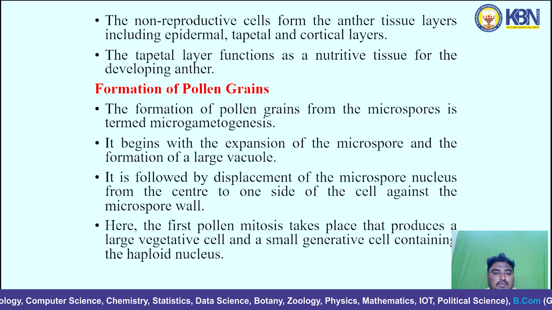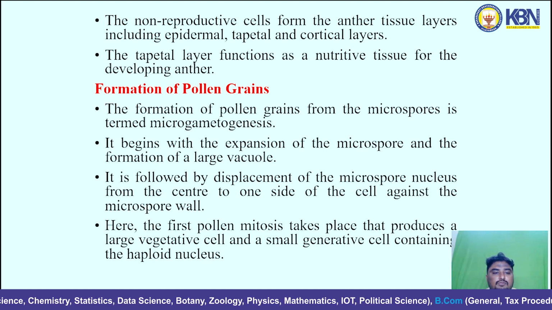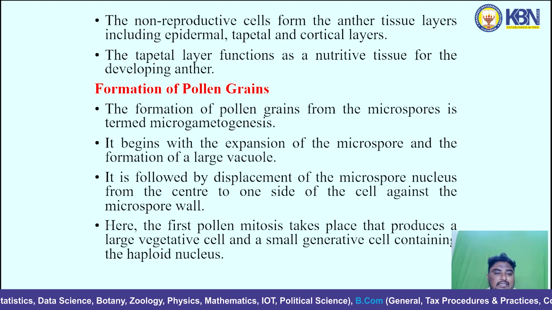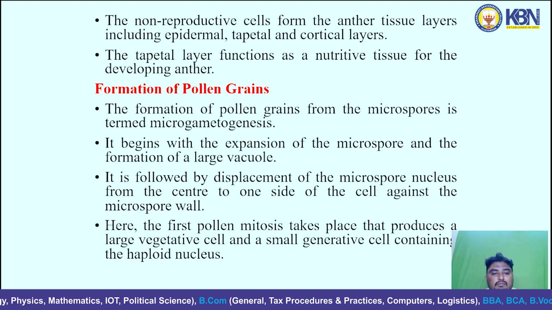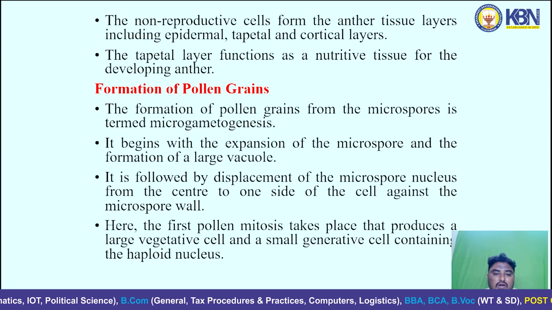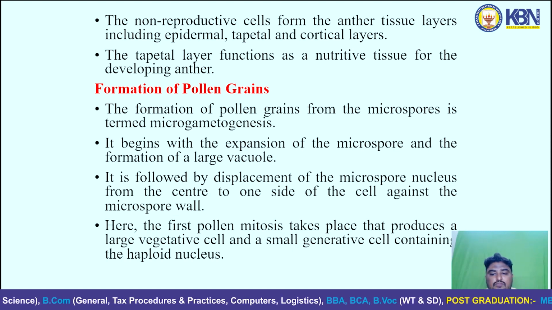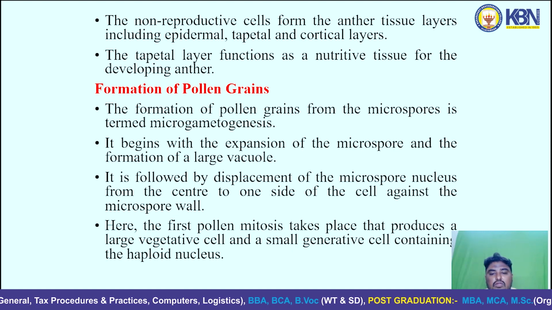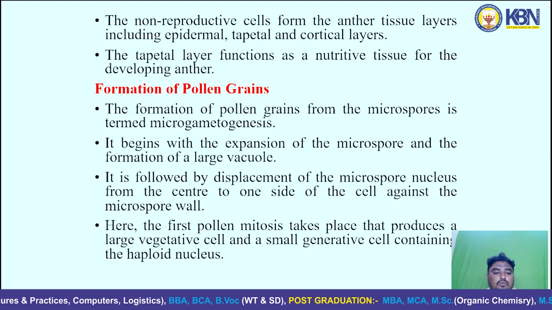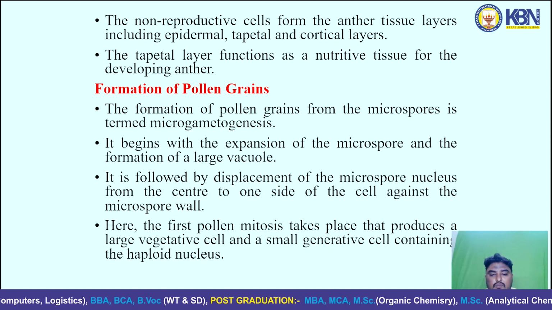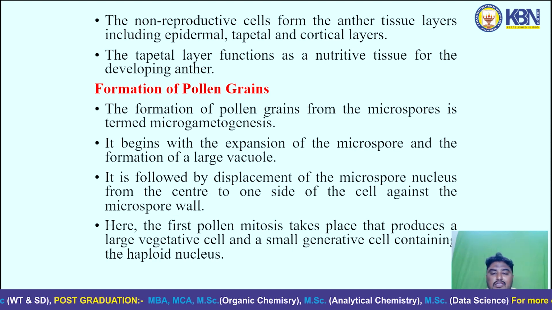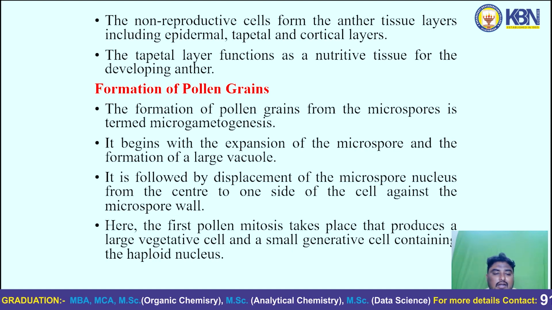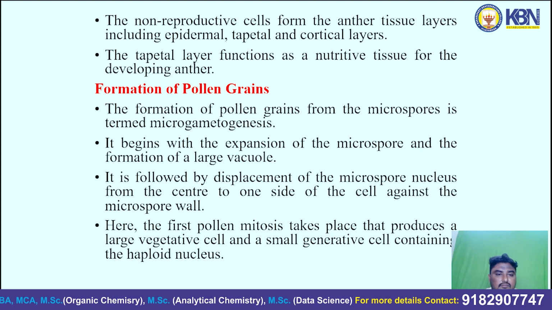Formation of pollen grains. The formation of pollen grains from the microspores is termed microgametogenesis. It begins with expansion of the microspores and the formation of a large vacuole. It is followed by the displacement of the microspore nucleus from the center to one side of the cell against the microspore wall. Here, the first pollen mitosis takes place that produces a large vegetative cell and a small generative cell, the cell containing the haploid nucleus.